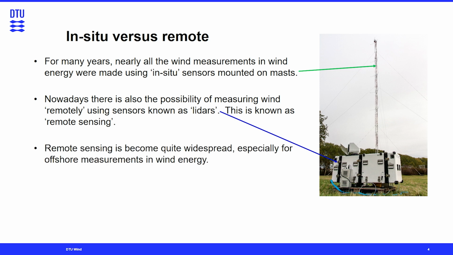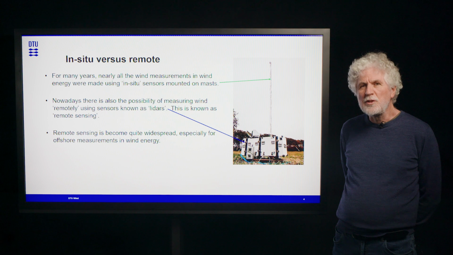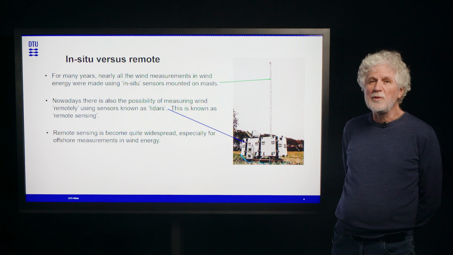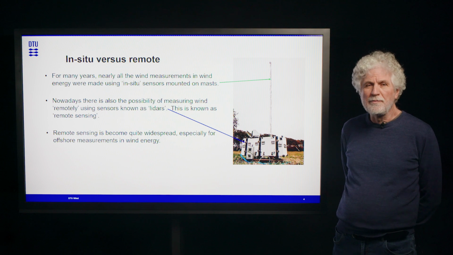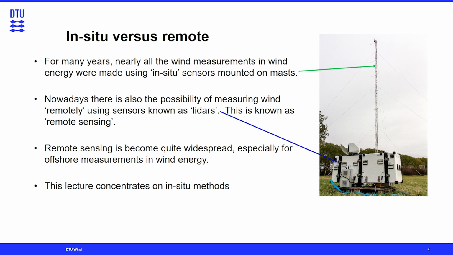Remote sensing is becoming quite widespread, especially for offshore measurements in wind energy, where it can be extremely expensive and almost impossible to build masts. This lecture concentrates on in-situ methods. In another MOOC lecture in this series, you will find lectures on remote sensing instruments.